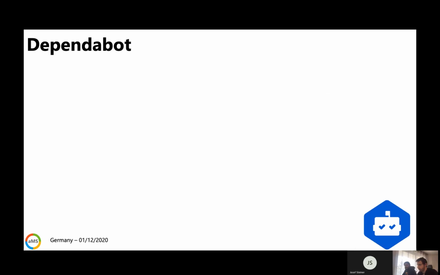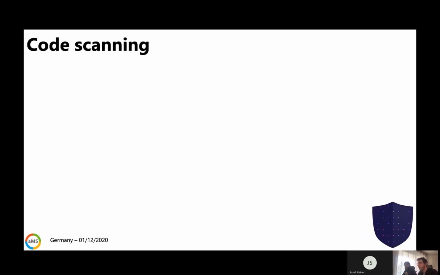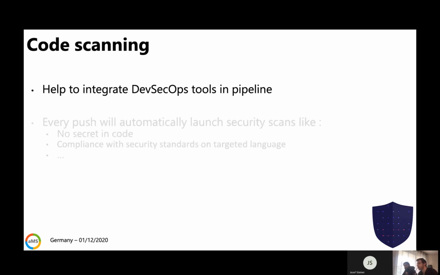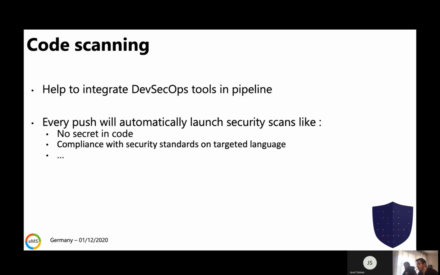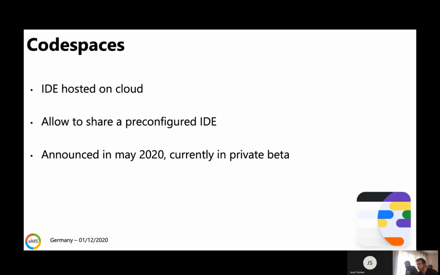Go back to the presenter mode. And we also have the code scanning, as I showed you. It helps us to integrate DevSecOps tools in the pipeline. So on every push, it will automatically launch security scans, like checking that there are no secrets directly in your code, and that your code is compliant with security standards on the targeted languages, etc. It's GA since 30 September, so currently there are some actions for that, but not many. It will increase with time.